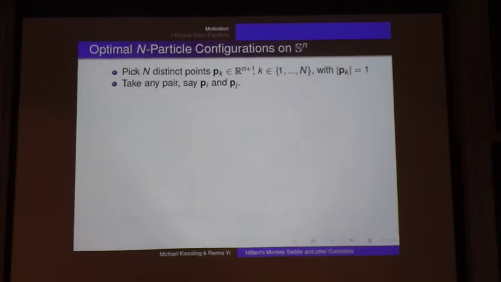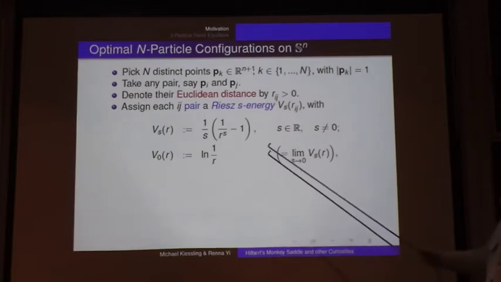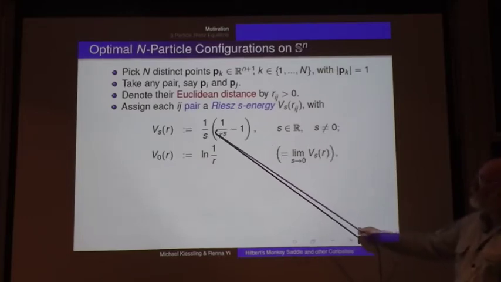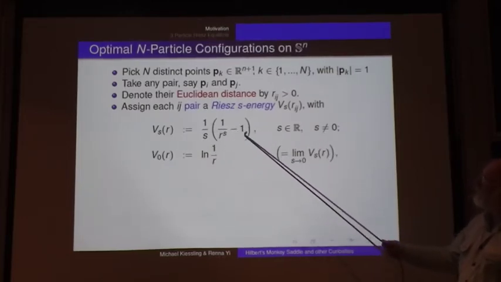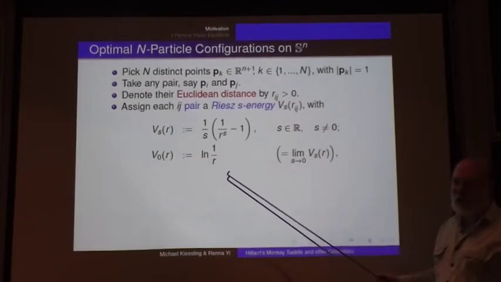Take any pair, say p_i and p_j, and you define the Euclidean distance in R^(n+1) and call that r_ij for this pair. It has to be positive, so you don't want particles on top of each other in a configuration. And then you assign each pair a Riesz s-energy. This is the definition when s is not 0. Essentially it's just a power law, but it's written like that because then you can take the limit as s goes to 0 and you get log of 1 over r. So you don't need to chop it into pieces.